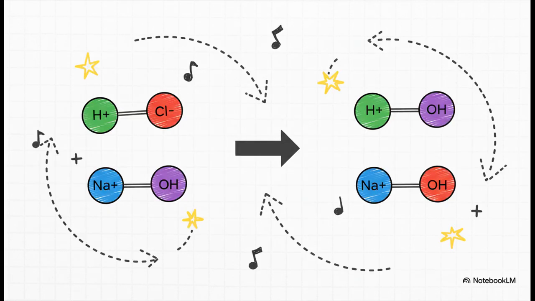Now, let's look at the characters, our ions. On the left side, we start with hydrogen paired up with chloride and sodium paired with hydroxide. But then, during the reaction, they all swap partners. It's like a dance. Hydrogen grabs hydroxide and makes water. Sodium grabs chloride and makes salt. Everyone ends up with a new partner.